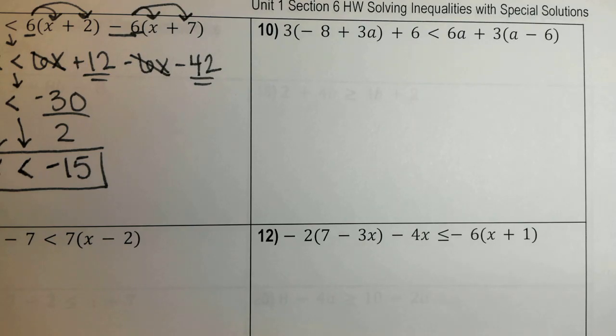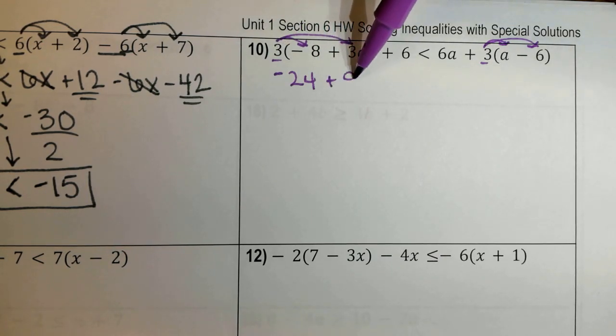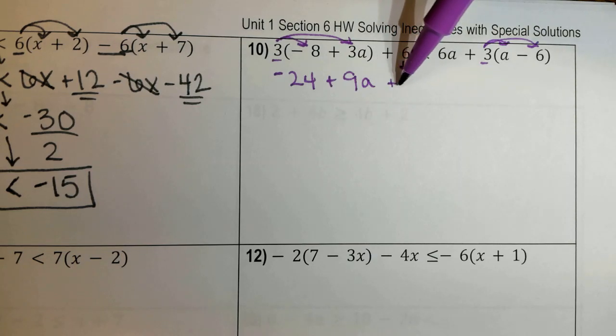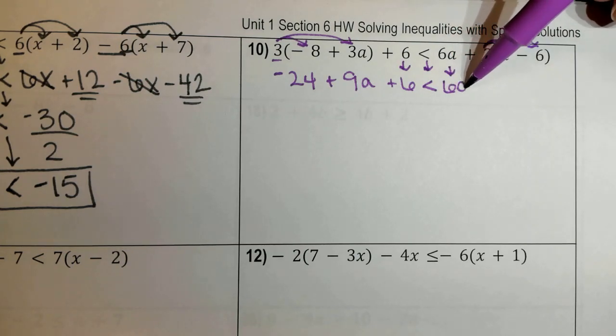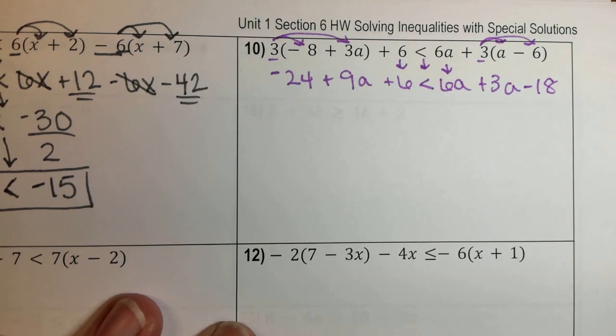All right, number 10. Again, two sets of parentheses, so I have to distribute, you know, that thing we keep doing all the time now. All right, so 3 times negative 8, negative 24. 3 times 3a is 9a. I bring down my plus 6, bring down my inequality. 6a did not change. And then I multiply 3 times a, get 3a, and 3 times negative 6 is negative 18.